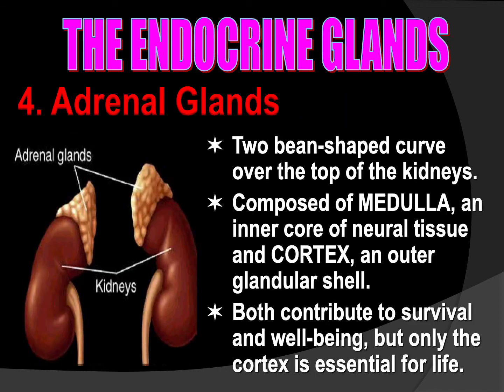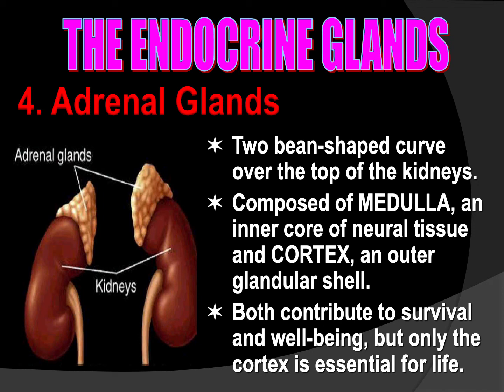The next are the adrenal glands. These are two glands which are bean-shaped. They are over the top of the kidneys. Dalawa yung structures na meron sa adrenal glands. The adrenal medulla, it's the inner core of neural tissue, and the adrenal cortex, it's the outer glandular shell.